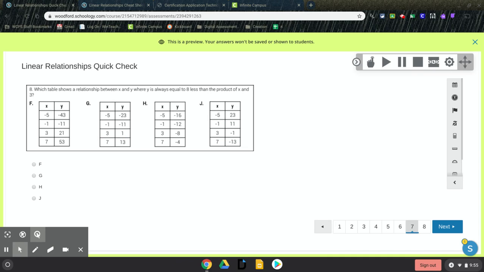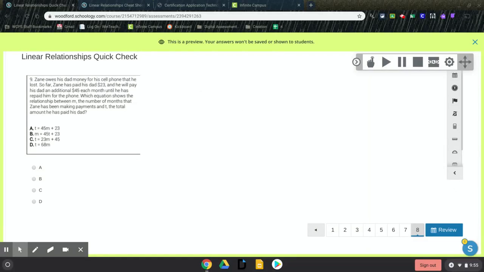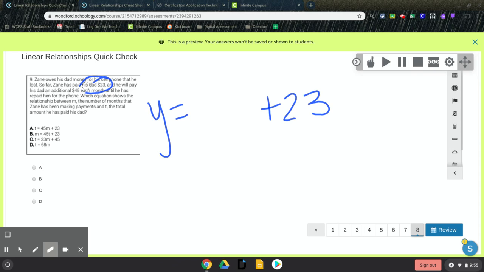All right, and the last one. Zane owes his dad money for his cell phone that he lost. So far, Zane has paid his dad $23, and he will pay his dad an additional $45 every month. So remember, when he's paid something like that initial fee, that's our y-intercept. And he will pay his dad $45 per month.